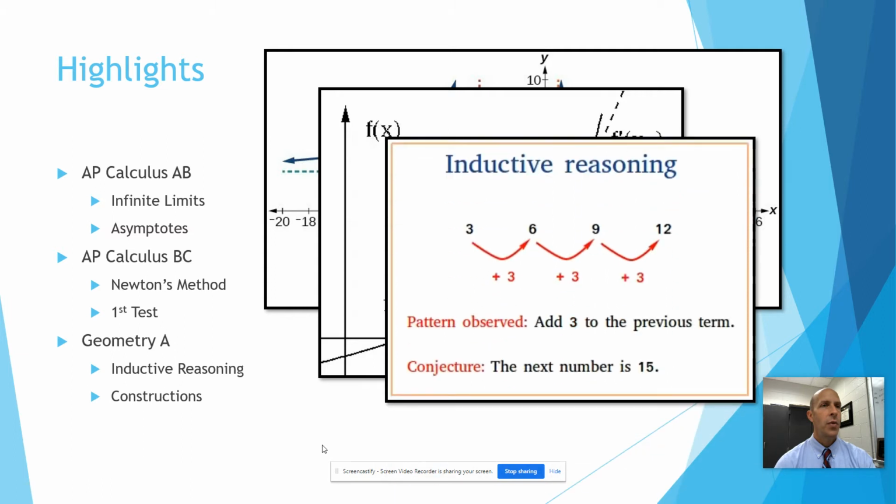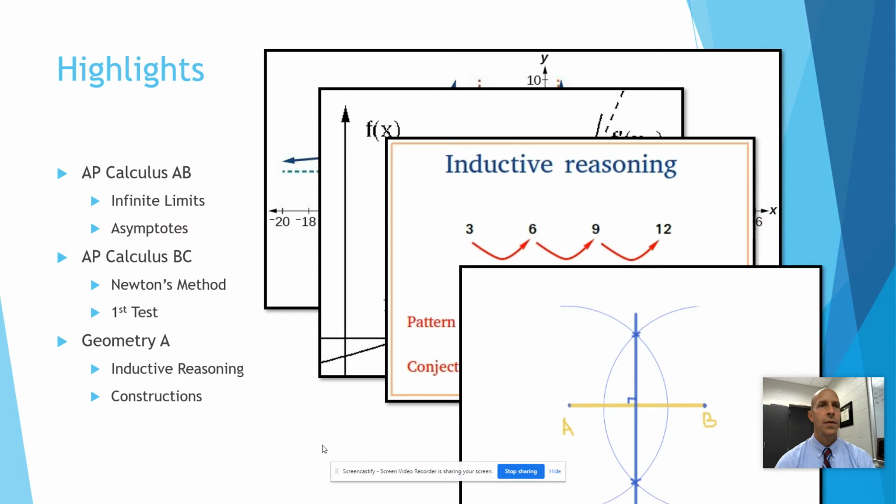In geometry, we are looking at inductive reasoning. Inductive reasoning is where you look for a pattern, like in this example here, you go from 3 to 6 to 9 to 12. You might conjecture that the next number would be 15. In the process of getting that answer, you're using something called inductive reasoning.